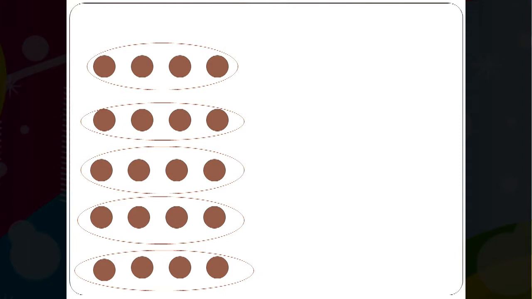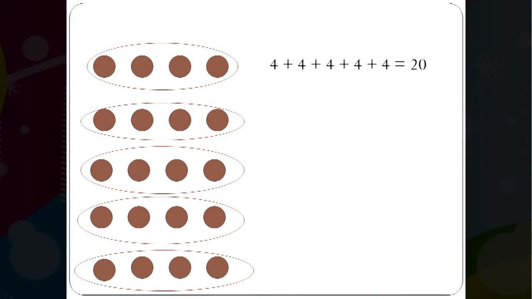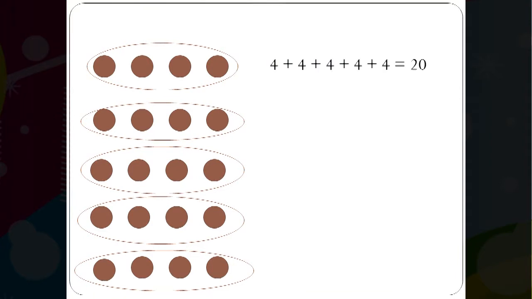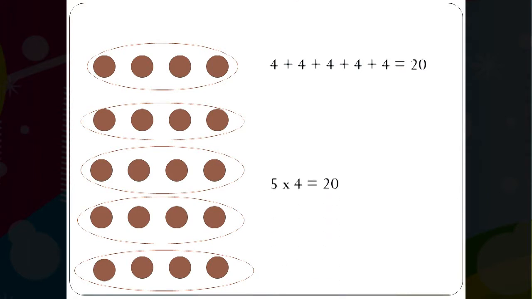Look closely and tell me how many counters there are in all. Let me help you by grouping them. We have 20 counters in all. We have 5 groups of 4. 4 plus 4 plus 4 plus 4 plus 4 will give us 20. And we can write that a shorter way by using multiplication. We could say 5 groups multiplied by 4, which is also equal to 20.